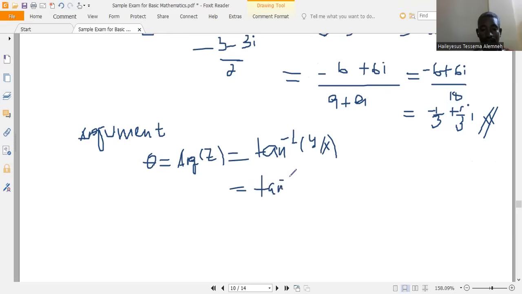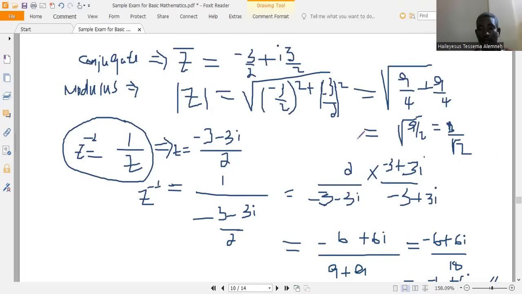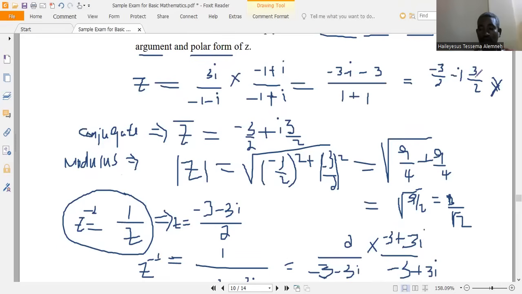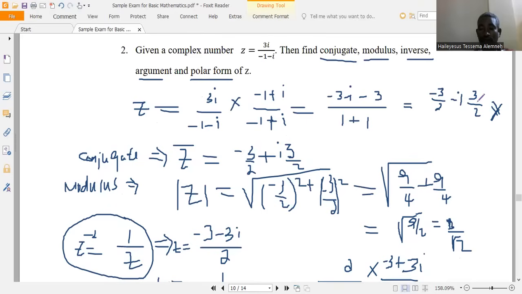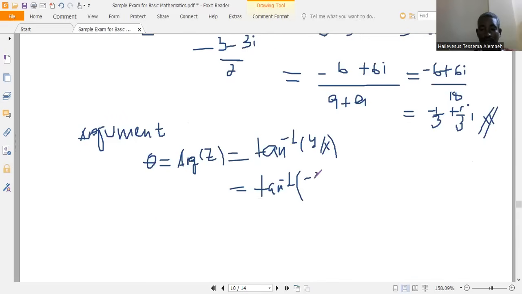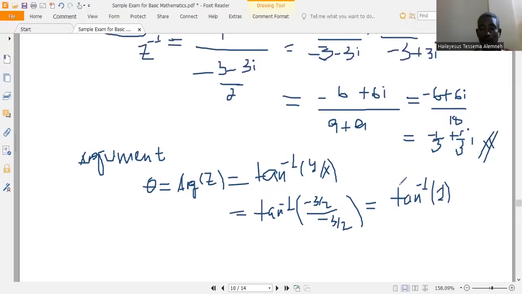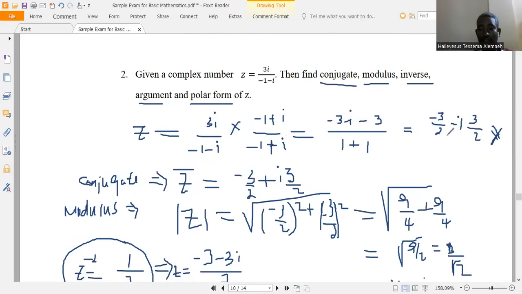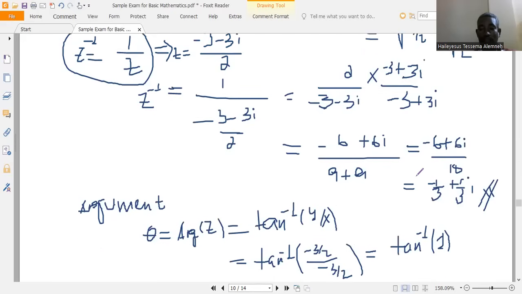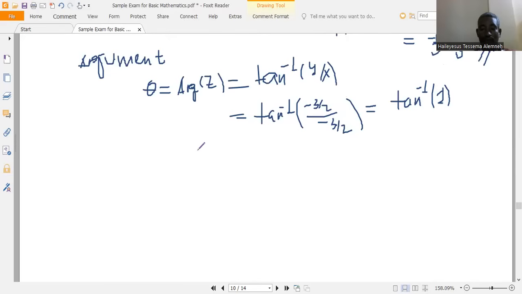Where is y here? z is minus 3 over 2 and minus 3 over 2, so y over x is minus 3 over 2 over minus 3 over 2, which is the same as tan inverse of 1. But what is tan inverse of 1? Both of them are negative, so the complex number is in the third quadrant.